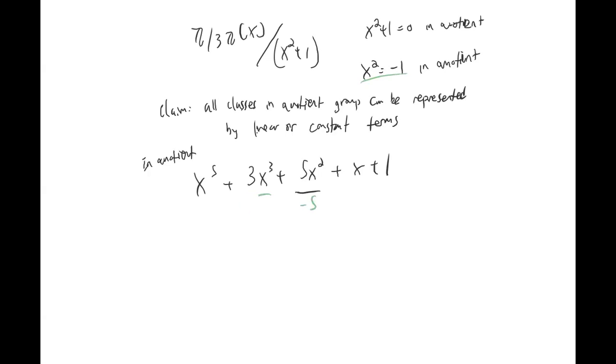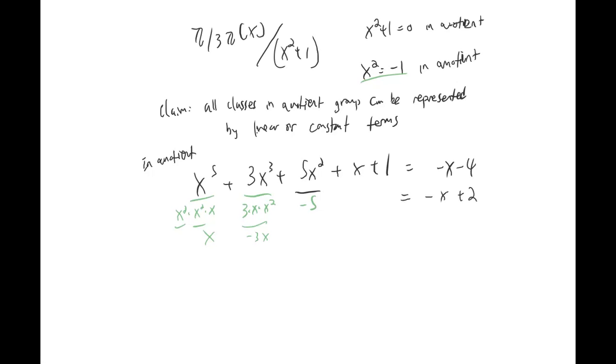What is 3x cubed? Well, this is 3 times x squared times x, so this is -3x. Agree? Because x squared is -1. And x to the 5th is x squared times x squared times x, which is -1 times -1 times x, so this is just x. Then x plus -3x plus x is just -x, and -5 plus 1 is -4. And -4 is what mod 3? It's 2.